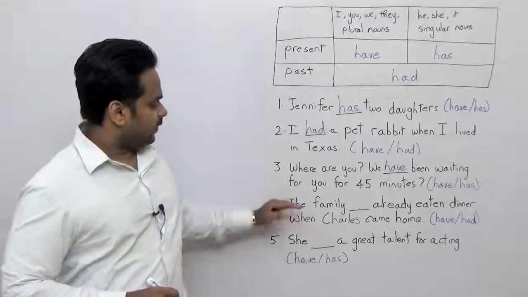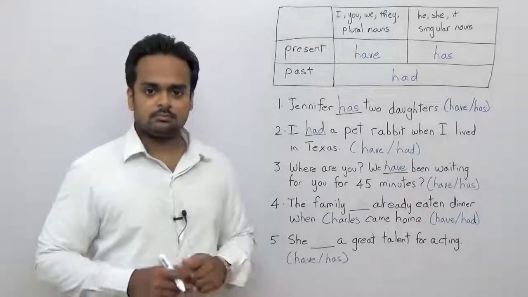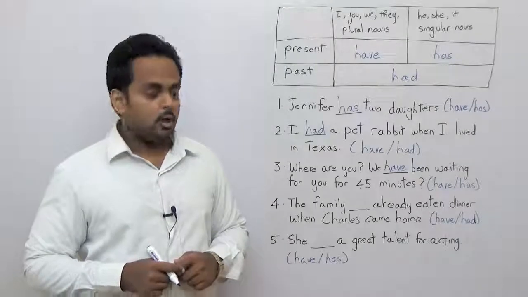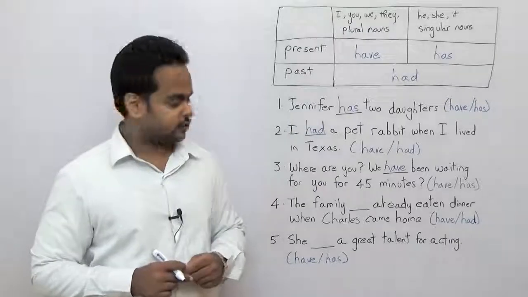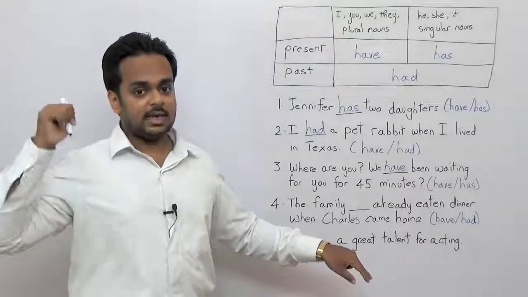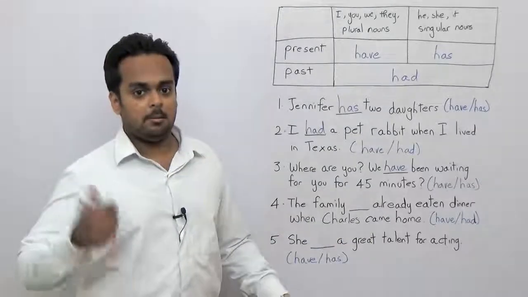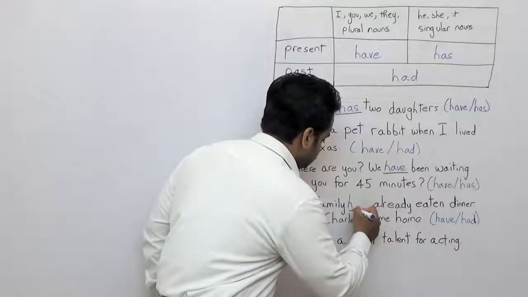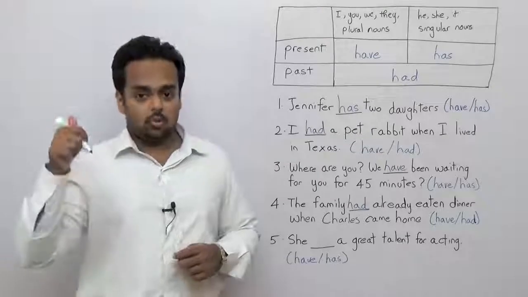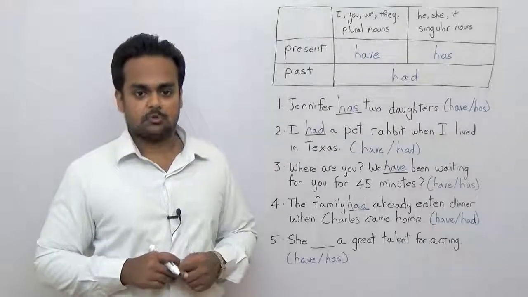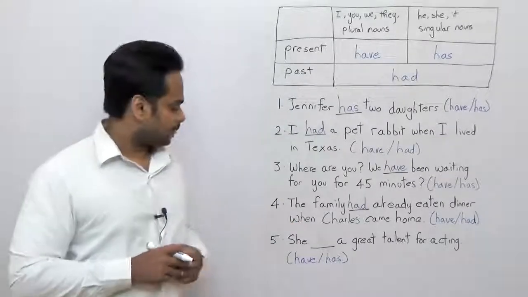Number 4, the family blank already eaten dinner when Charles came home. What tense is this in? Well, you should immediately see that this is in the past tense because we're talking about when Charles came home. So, have or had? Easy. Past tense? Had. The family had already eaten dinner when Charles came home. So when he came home, dinner was finished. So no dinner for Charles.